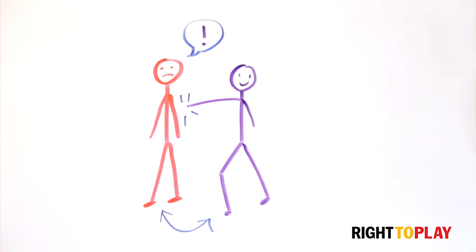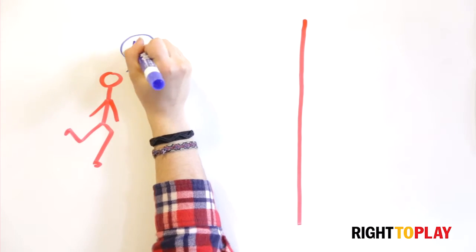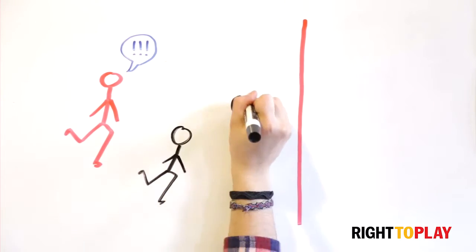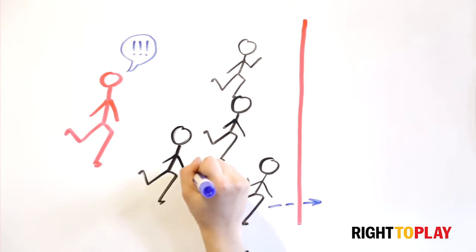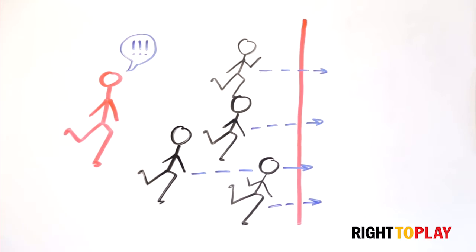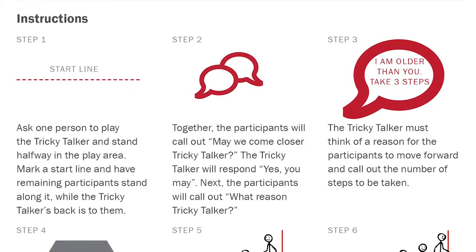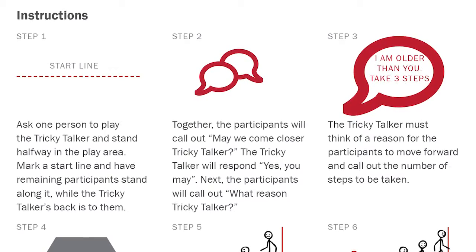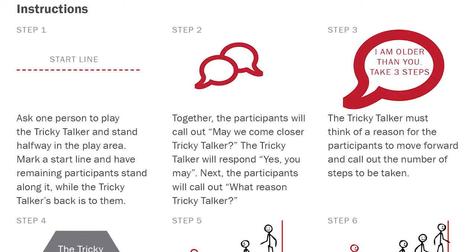At any time, the Tricky Talker can respond with the words, "Peer pressure!" When this is called, the Tricky Talker turns around and runs to tag a participant before the participant returns to the start line. If a participant is tagged, he or she becomes the Tricky Talker. Make sure to point out where the boundaries are for the game. Now that you've explained the game, ask if any of the participants have questions.